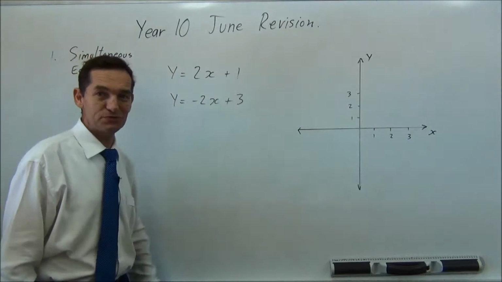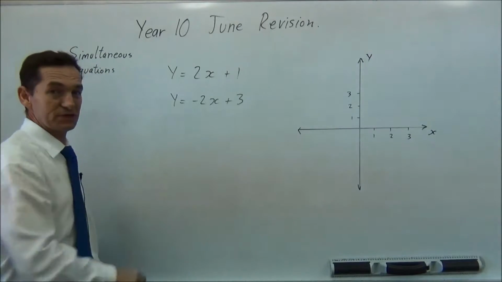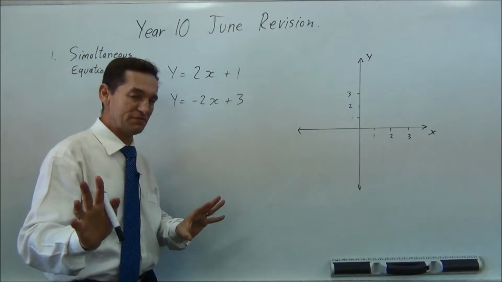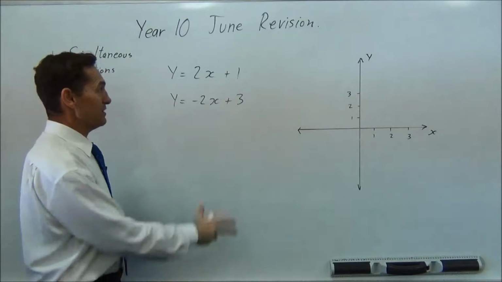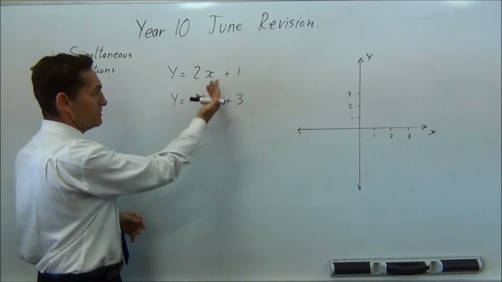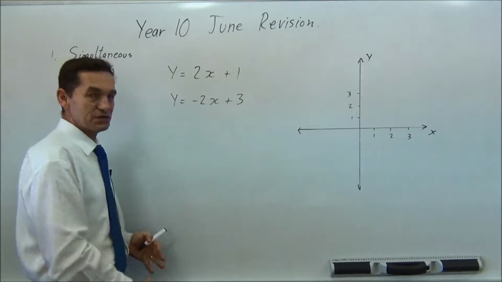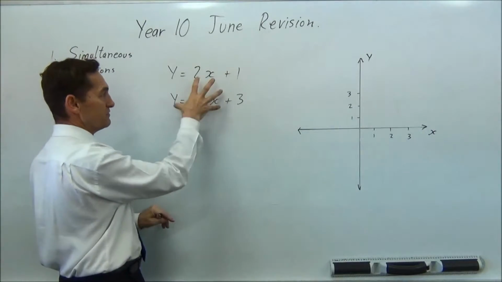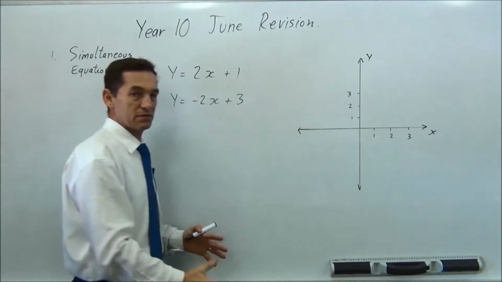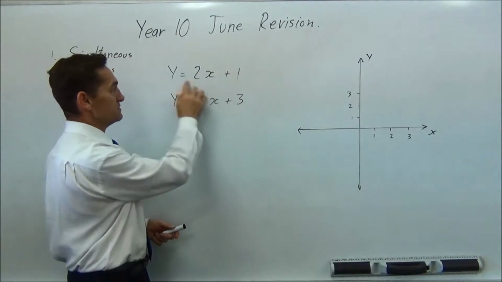This is the Year 10 June revision, and we're going to start with simultaneous equations. So we're going to do five topics. Here we go. First of all, let's graph the solution to this. It says graph the solution to this simultaneous equation. You don't have to solve it algebraically. You just have to put that there, and that's it. You're done. So these are pretty simple.